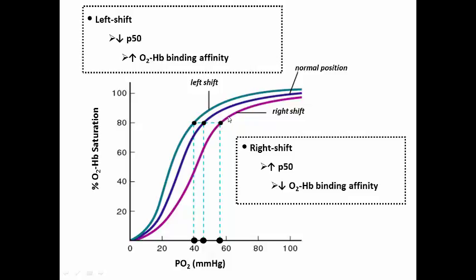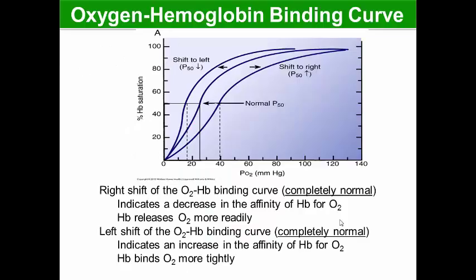So where in the body do you think we have left shifting of the curve? It should be at the level of the lung, because at the level of the lung we need to have an increased affinity of hemoglobin to oxygen. Where in the body do we have right shifting of the curve? This should be at the level of the tissues, because at the level of the tissues we need to have a decreased oxygen hemoglobin binding affinity so that oxygen is delivered to the tissues. Oxygen leaves hemoglobin and goes to the tissues.